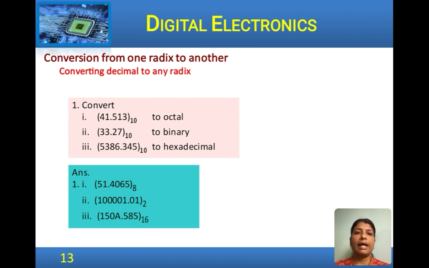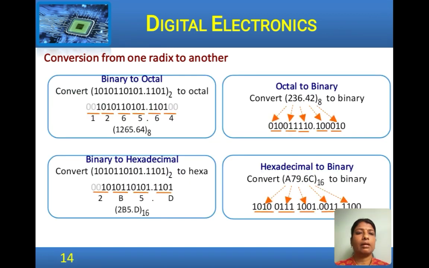If any number has to be converted to any other radix, suppose radix R1 has to be converted to radix R2, then radix R1 should be converted to decimal, and then the decimal number should be converted to radix R2. There is a shortcut method for conversion for binary, octal and hexadecimal. Let us have a look at it.